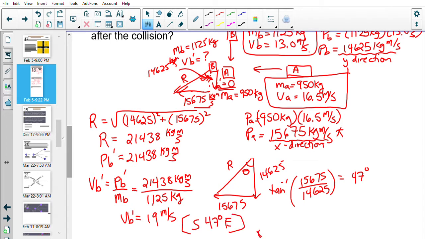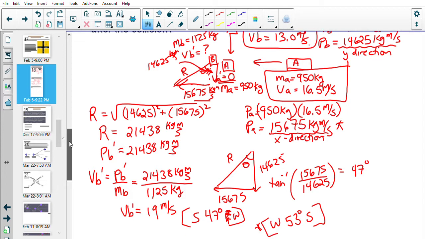If you drew this the other way and you're curious, you would have had, and I said east, but that's west, sorry. If you drew it the other way, it would have been west, 53 degrees south. Okay, so we've got our second one worked out.